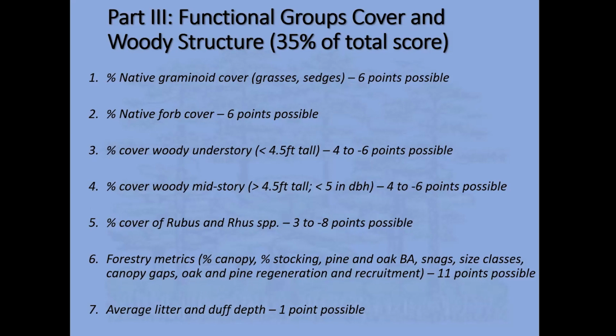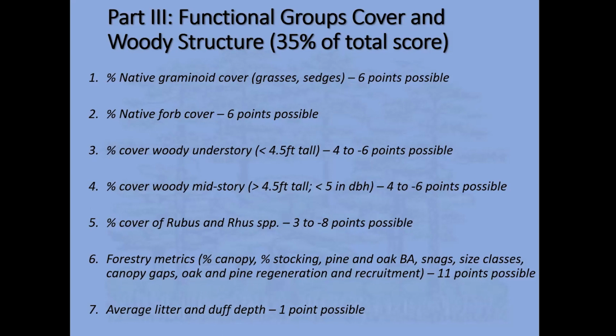And it's the same thing for rubus and rhus species. These are going to be your blackberry and your sumac. So as you can see, it starts out with 3 points. So there is an acceptable amount of these species in a system, but when a system becomes overrun by blackberry or sumac, it will result in a negative. So that's a loss of points.